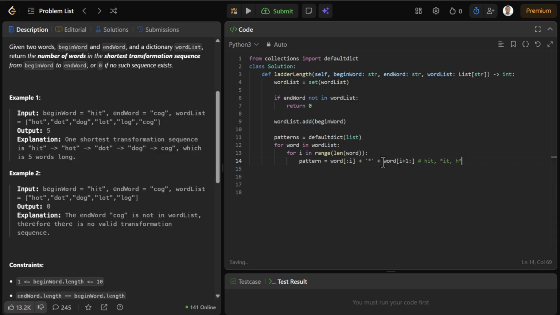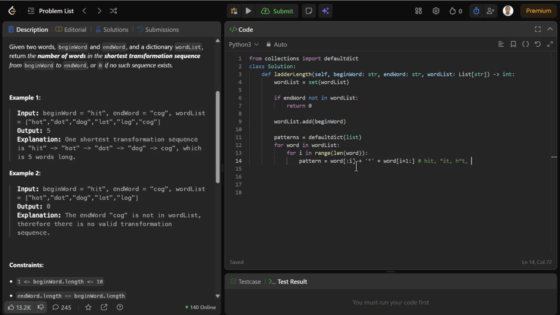And then this is going to be from i plus 1, which is 1 plus 1, which is 2 to the end. This is going to be 0, 1. So since i is 1, that's going to be 2 to the end. So that's going to be t, starting from t.